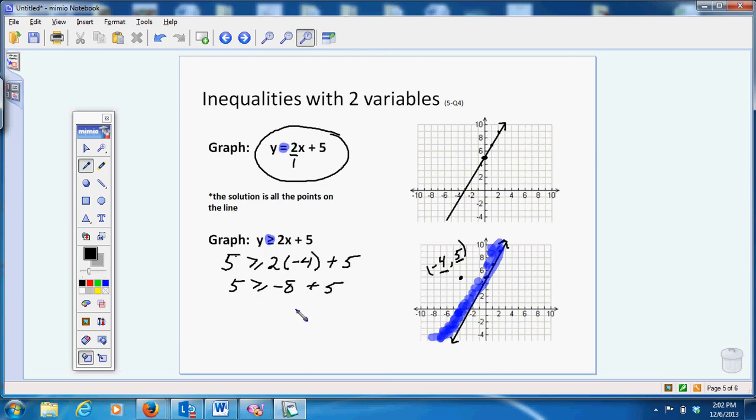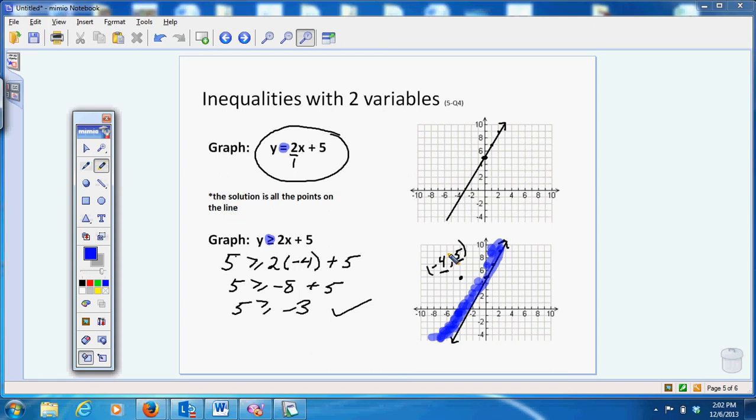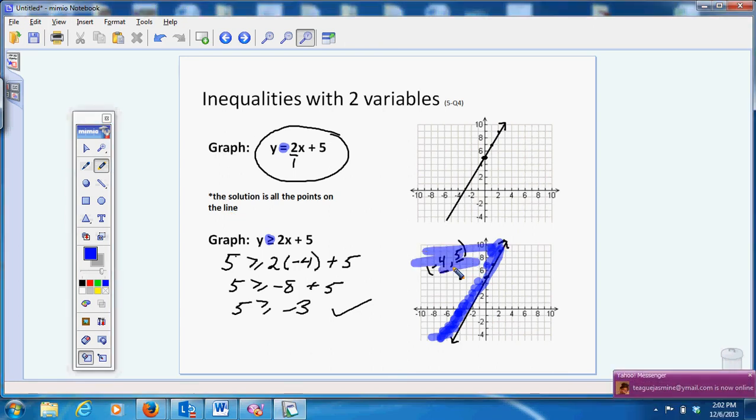Negative 8 plus 5 is negative 3. Now, is 5 greater than or equal to negative 3? Yes. Verifies what I shaded earlier. This is my solution region, and I would shade above the line.